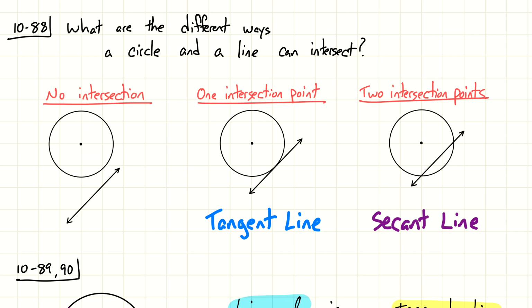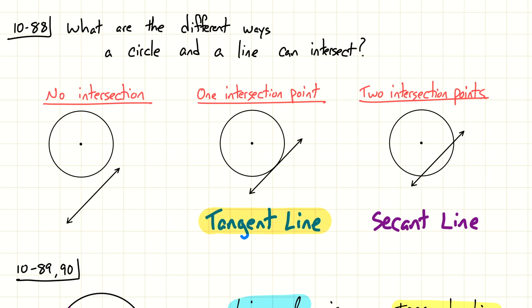Another example of how they might interact with each other is with one intersection point. So in this case, here we have the line that pretty much just touches the circle at one point. And so in this case, because there's only one intersection point, we call this specific line a tangent line. All right, so this is kind of key for us, tangent line. That's something you should know.